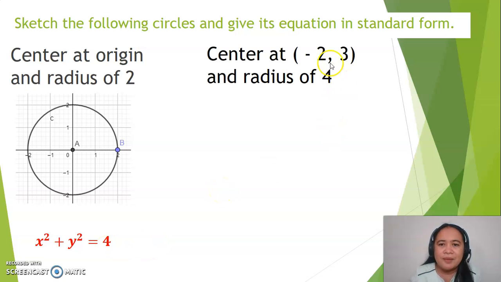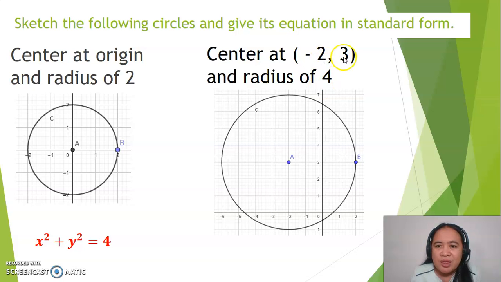Another example. So, (-2, 3), and the radius is 4. So, sketching this, (-2, 3) is located in the second quadrant. Now, (-2, 3). So, count a radius of 4. So, sketch the circle. So, the equation would be (x + 2)² + (y - 3)² = 4² or 16.